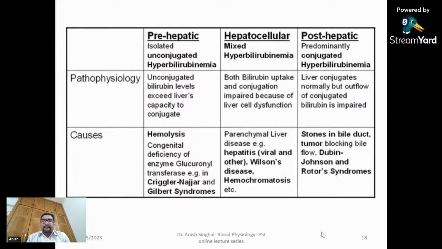So prehepatic is nothing but the jaundice caused by hemolysis. Hepatic is the jaundice caused by the absence of the enzyme, and post-hepatic is because of the obstruction.